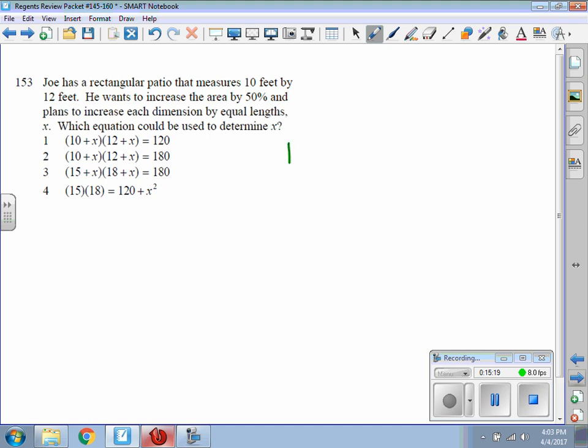Anytime I'm given a shape, I like to draw that shape. I like to get a visual of a rectangle. We're given the original dimensions of the rectangle, 10 and 12. He plans to increase each dimension by equal lengths, so he's going to add on to both of these sides by the same amount, maybe 2 feet, 5 feet, 10 feet, who knows. We're just told that amount he's adding on is x. So our two sides are going to be 12 plus x and 10 plus x.